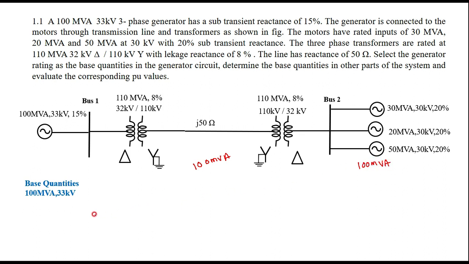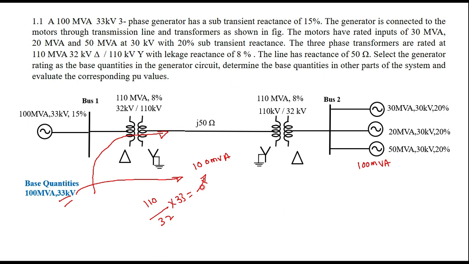Then the next step is that this 33 kilovolts base should be transferred to this side, through this particular transformer, and then through this transmission line. Therefore, what is the ratio here? It is 110 divided by 32, that is 110 divided by 32 into 33. You have to work that out, that is the base kilovolts you are getting here.